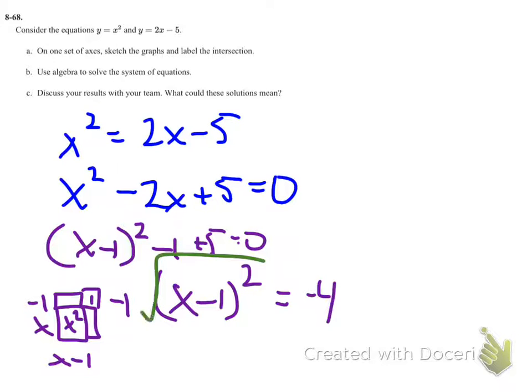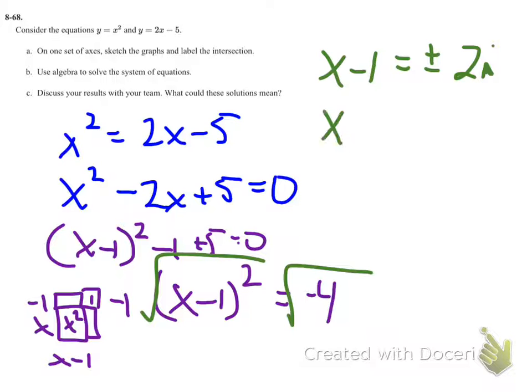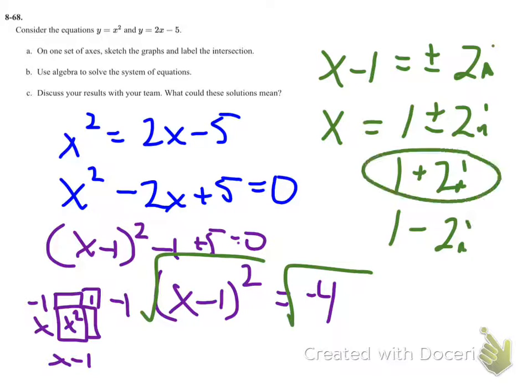I am now going through and taking the square root of both sides. So when I do that, I'm going to end up getting x minus 1 equals plus or minus 2i. So the square root of negative 4 is 2i. Now to solve for x, I'm going to add 1, so x equals 1 plus or minus 2i. So I have two solutions. One of them is 1 plus 2i, and the other one is 1 minus 2i. Those are my two solutions for this problem.